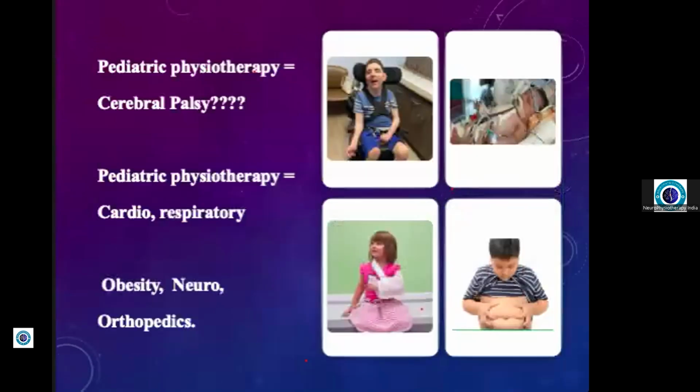Most of the time, when we say pediatric physiotherapy, the first thing that comes to mind is only one condition, and that is cerebral palsy. But let me tell you, pediatric physiotherapy doesn't stop there. It has a very vast role in cardio-respiratory conditions, obesity, orthopedic conditions, and of course, neurological conditions. And in neurological conditions, cerebral palsy is not the only one. There are many other conditions, and in fact, cerebral palsy prevalence is reducing and the other disorders are becoming more and more common. Okay, next slide.